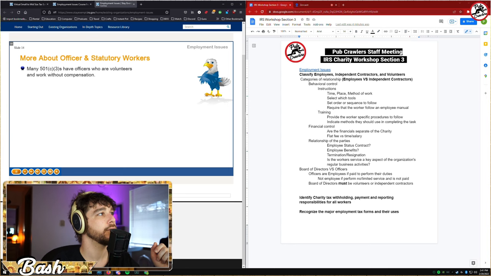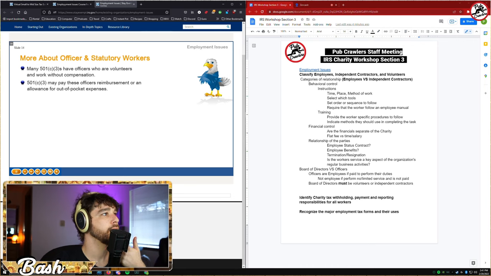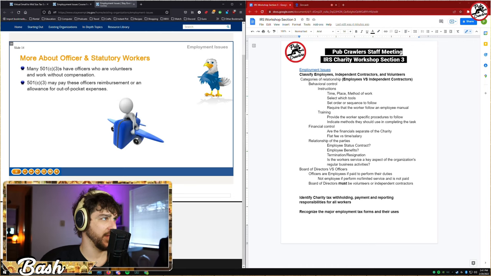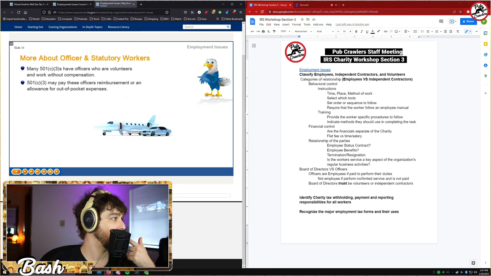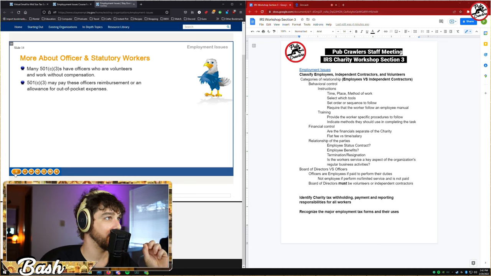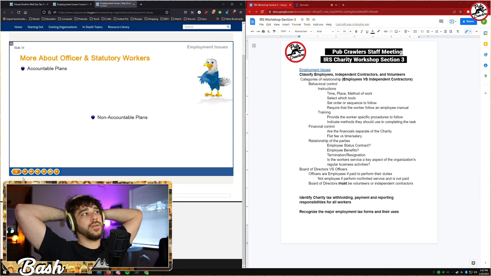Note that many 501c3s have officers who are volunteers and work without compensation. The 501c3 may pay these officers reimbursement or an allowance for out-of-pocket expenses. Would they be an employee to attend a convention representing the 501c3? They might pay for the trip. Similarly, a 501c3 may provide a monthly allowance to an officer for automobile use. There are two methods your organization may use to pay and account for these reimbursements. This is interesting. The accountable and non-accountable methods. Each is treated differently for tax purposes.